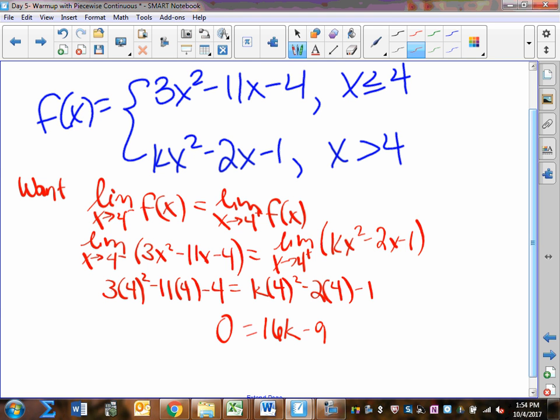Okay. So again, we're going to go ahead and proceed by using that notation. In order for it to be continuous, we know the left and right hand limits need to be the same. So we're going to be looking at using that to help us out. Now, when we solve for k, we get k equals 9/16. Do we agree?